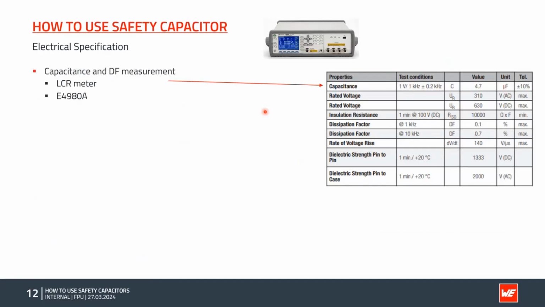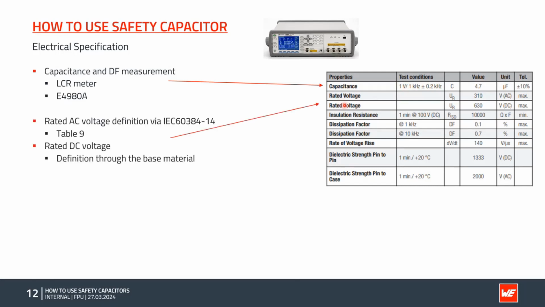Coming from the thermal specification to the electrical specification, because this is important to know. For example, for the capacitance measurement and the dissipation factor measurements, this is also of course defined in a data sheet. Please be aware of the test condition, because when you use, as we do, an LCR meter and you use a different setup, then the capacitance value is different.